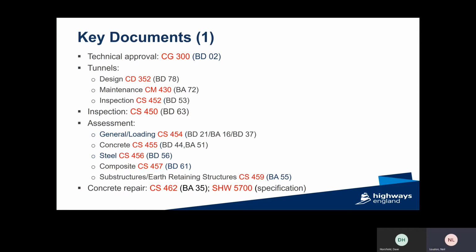The chance was also taken to update some other key documents, such as for inspection, CS450 replacing the BD63, to clarify some of our inspection requirements. On concrete repair, the BA35 is now being replaced by CS462, but associated with that, we took the opportunity to publish the specification for Highway Works' new series of clauses to cover concrete repair. These were formerly dealt with by departures from standards and now have been published in the 5700 series of the specification.